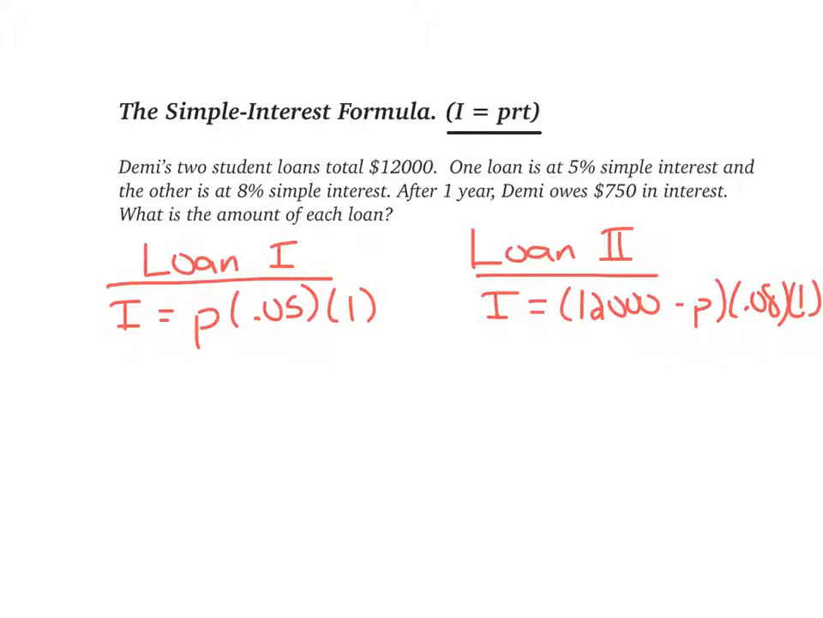Hope you don't ever have to get those. One loan is at 5% simple interest, and the other is at 8% simple interest. After 1 year, Demi owes $750 in interest. That's why I hope you don't get them. What is the amount of each loan?